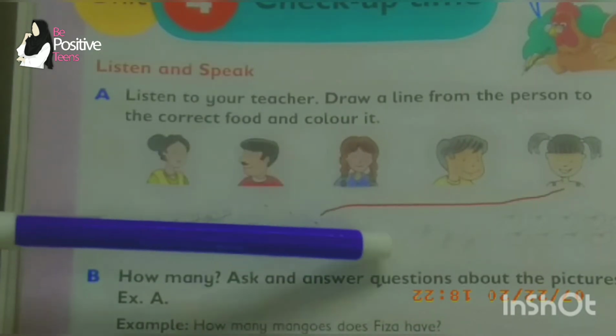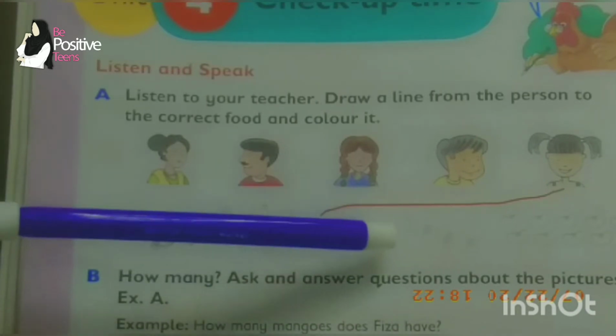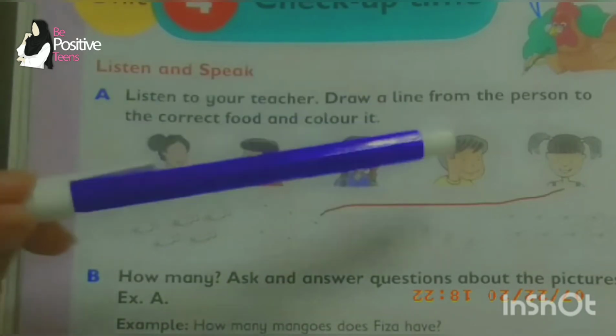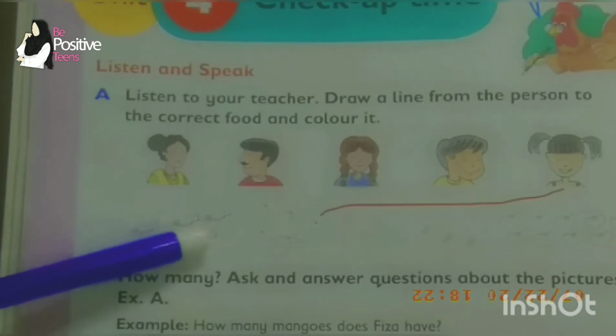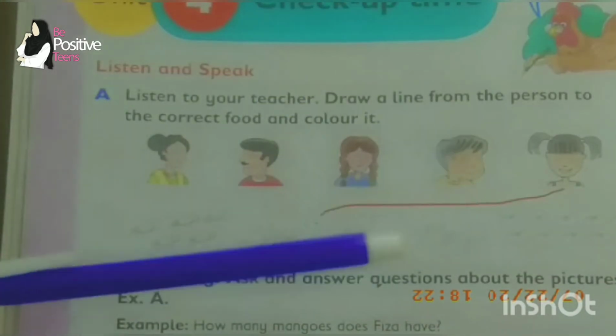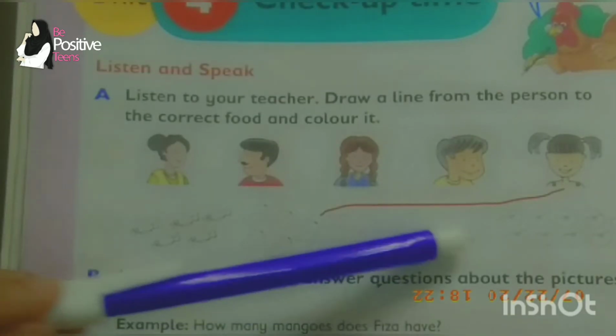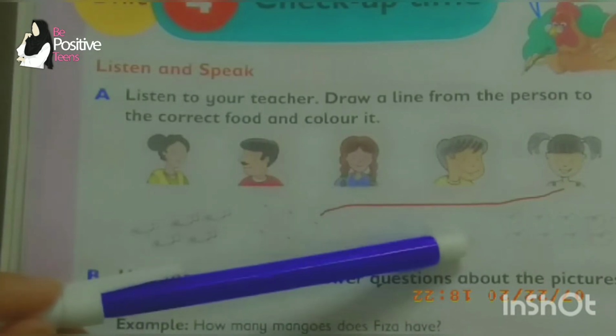You have to color these eggs brown. Sarah has got 5 sweets. You have to color these sweets red. Ali has got 3 ice creams. Ice creams should be white, so you no need to color them.